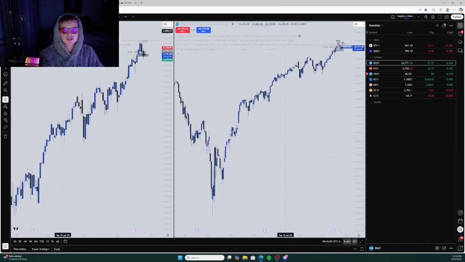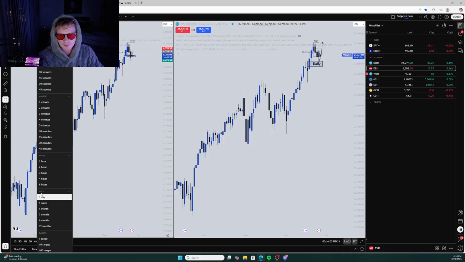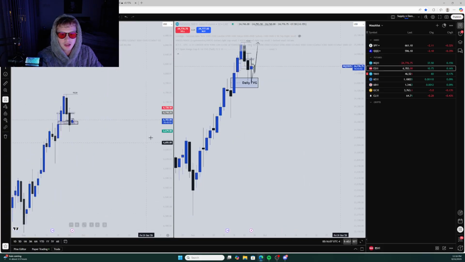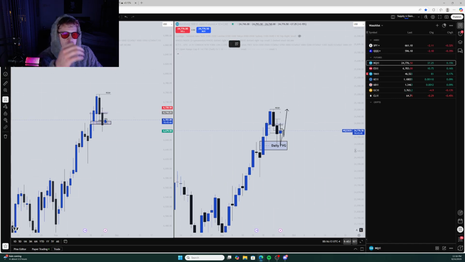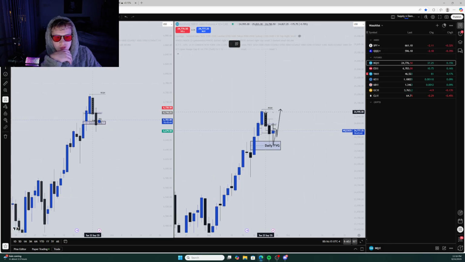Let's just reset these chart views. Pretty much just starting off at the daily, right? As you can see, ES on the left and Q on the right. The reasoning for this trade: we're stuck in this daily range, right? Tuesday closed within Monday's range.